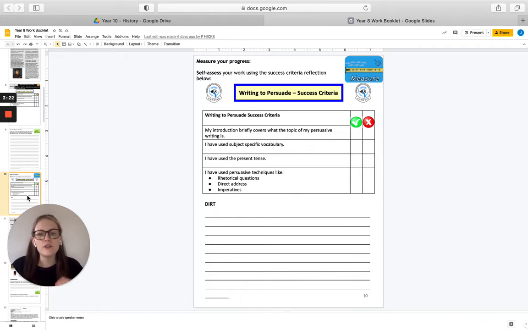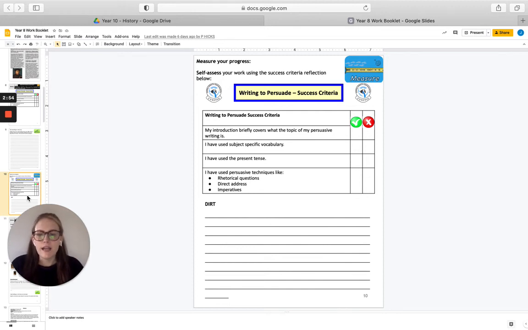And have you used persuasive techniques such as rhetorical questions, direct address, or imperatives? Okay. So have you used things like, what should we do now, Bishop? That's a direct address. Okay. Have you used things like that? So go down those, tick yourself off if you've done them, or put an X if you haven't. Pause the video here and we'll come back whenever you've done that.